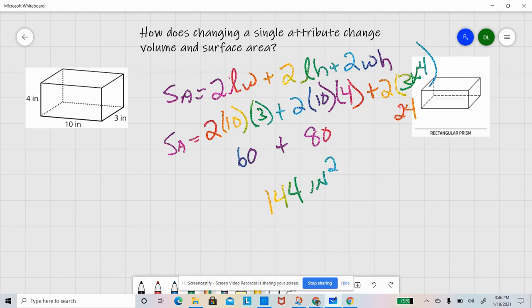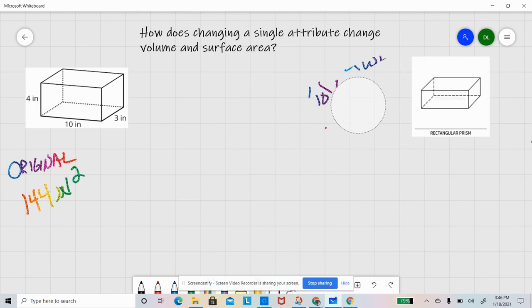Okay, so now remember that. So I'm going to write it over here because this takes a lot of room. I'm going to write over here the original 144 inches squared. Now remember what happened with volume. Whatever I did to the attribute, the same thing happened to the volume when I changed it. So let's go ahead. We're going to change this now to 5 inches. We're going to cut it in half. 3 inches is going to stay the same. 4 inches is going to stay the same. So the only thing I'm changing this time is the size of that length. I cut it in half. So if this does the same thing volume did, we should end up with 72 inches squared.